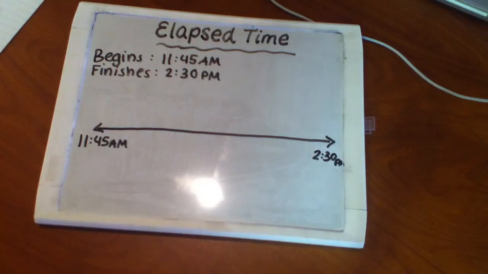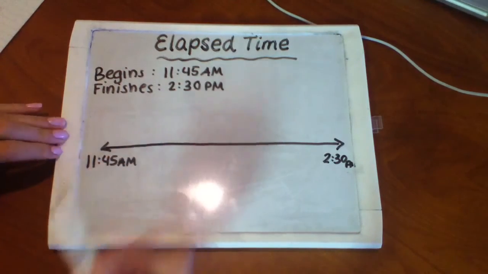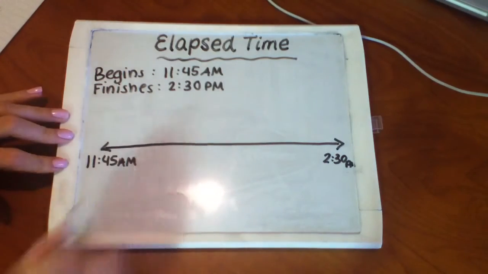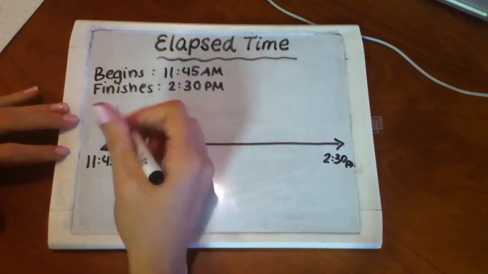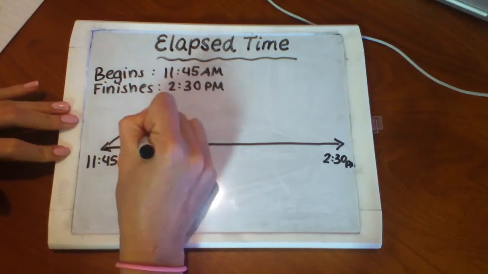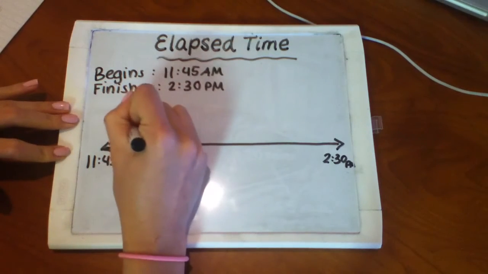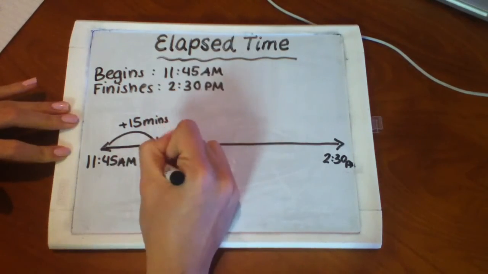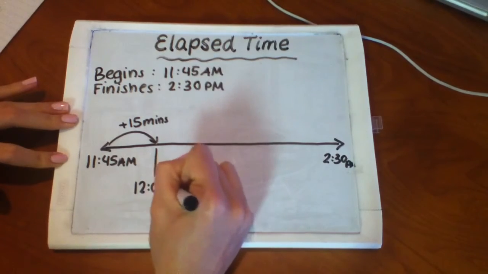Okay, so we're going to use the Make 60 approach again. And the way that we do this is we're going to use arrows to jump to our next amount of time. So we want to get to a full 60 minutes, which just like we saw before is to noon. So to do that, we just need to jump 15 minutes. So I'm going to use a small arc showing that I'm jumping plus 15 minutes. And there, the new time is going to be 12 p.m.